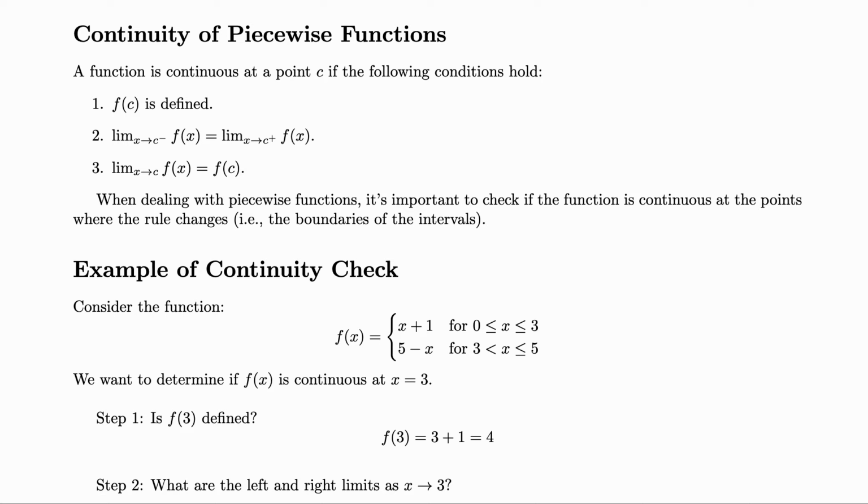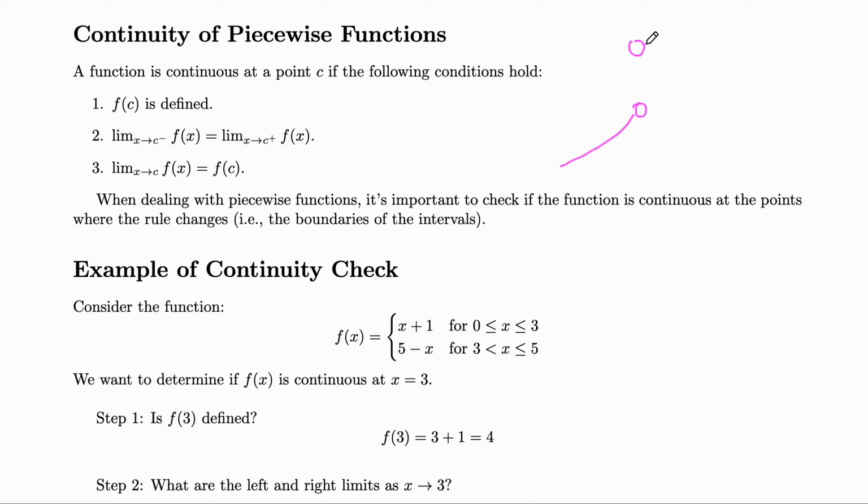So first thing you need to know are the three requirements or checks that you must do to see if a function is continuous at a point c. They are listed here, 1 through 3, and let's go through them one by one. So the first is that f of c must be defined. What that means is that there must be a defined output value for the given input value of c. So let's just do a quick little illustration of that.